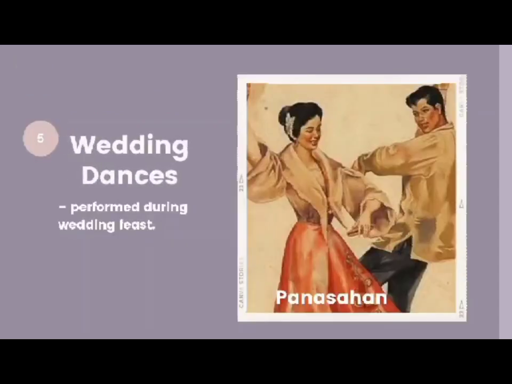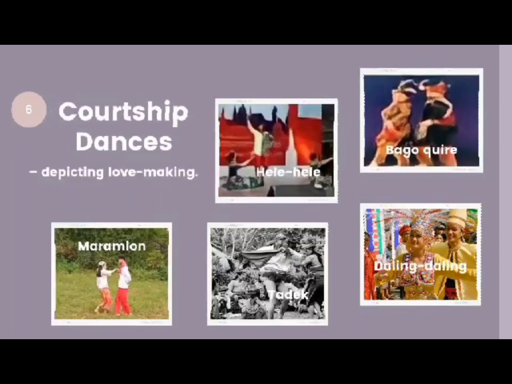Number 5. Wedding dances. Performed during wedding fest and performed by newlyweds, by friends and relatives of the bride and groom, or by the father of the bride and the mother of the groom. One example is panasahan. Number 6. Courtship dances. Dances depicting love-making or dances with love themes. Examples are heli-heli, bago-keri, marami-on, tadek, and daling-daling.